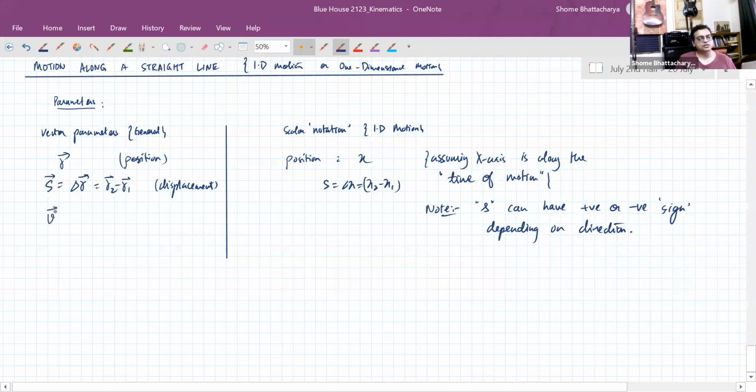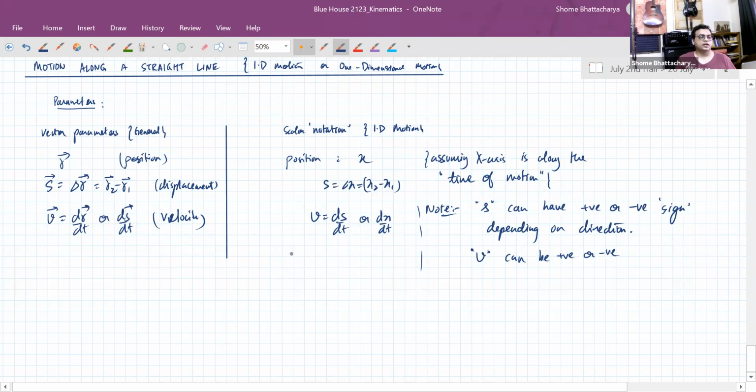Similarly, instantaneous velocity was rate of change of position or rate of change of displacement. So here, velocity is just defined as this. So once again, velocity also can have positive or negative sign depending on the direction. Okay. And similarly, average velocity is delta x by delta t.